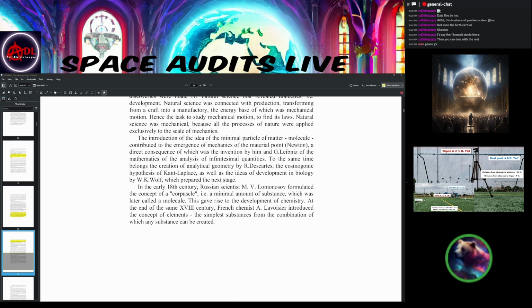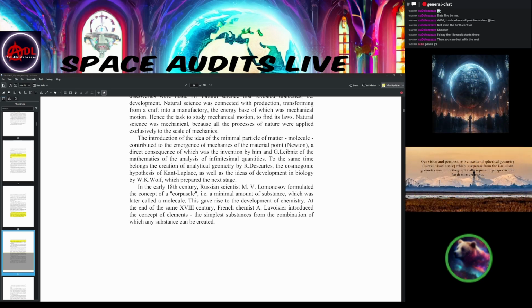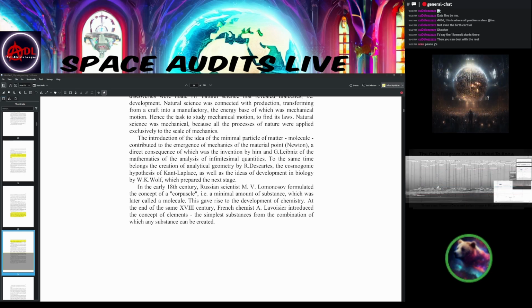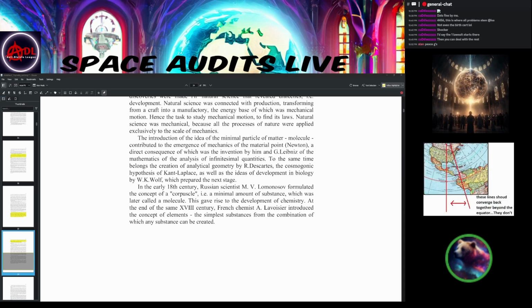To the same time belonged the creation of analytical geometry by Descartes. The cosmological hypothesis of Kant and Laplace, as well as the ideas of development in biology from K. F. Wolff, prepared the next stage. In the early 18th century, a Russian scientist named M. V. Lomonosov formulated the concept of the corpuscle, the minimal amount of a substance which was later called a molecule.